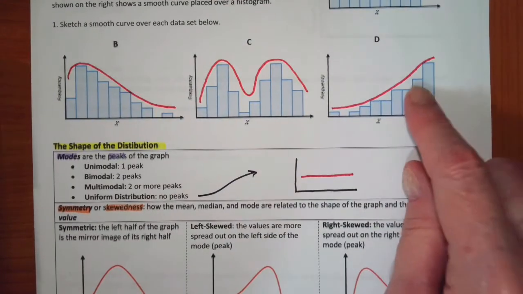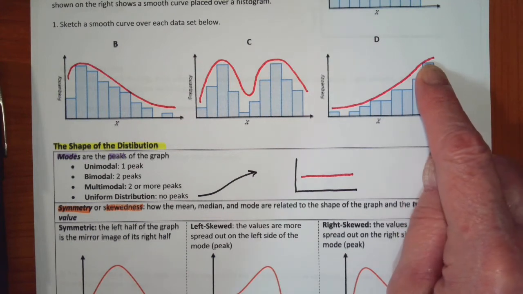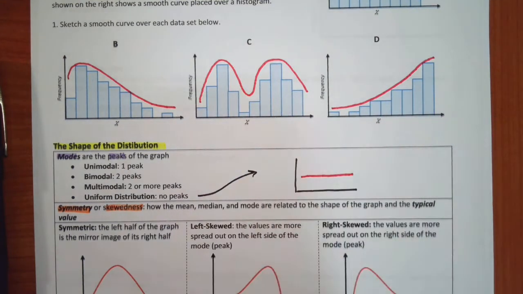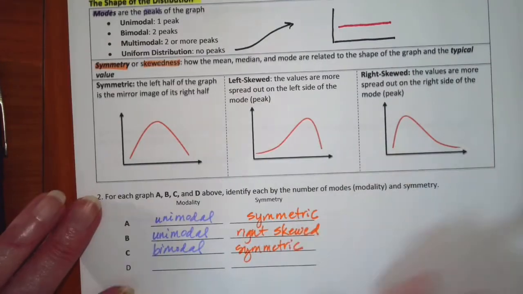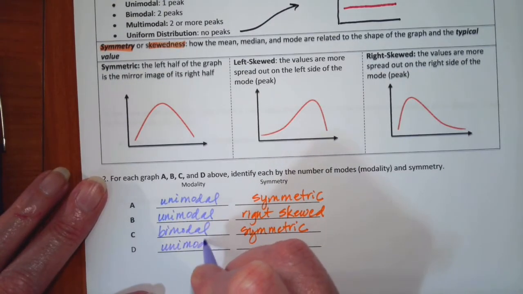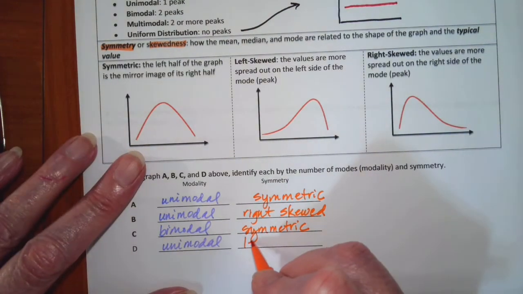Then lastly, you can see there is a single peak, so it is unimodal, and the data value is spread out more on the left side of that peak, so I am going to call that unimodal, and I am going to call it left skewed.